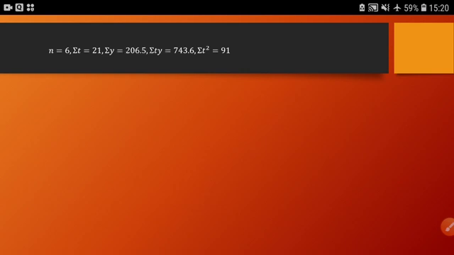N is equal to 6, sigma T is equal to 21, sigma Y is equal to 206.5, sigma Ty is 743.6 and sigma T square is 91. Your B is N sigma Ty minus sigma T sigma Y upon N sigma T square minus sigma T whole square. So your B is 6 into 743.6 minus 21 into 206.5 upon 6 into 91 minus 21 square.